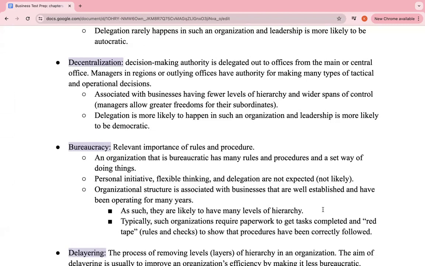As such, they have many levels of hierarchy. Typically, such organizations require paperwork to get tasks completed, and red tape. So basically, red tape is rules and checks to show that procedures have been correctly followed. Because again, in these types of bureaucratic organizations, the leadership, the way things are done, and the culture of the business is very rigid.